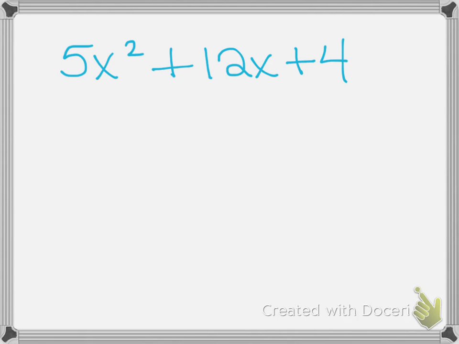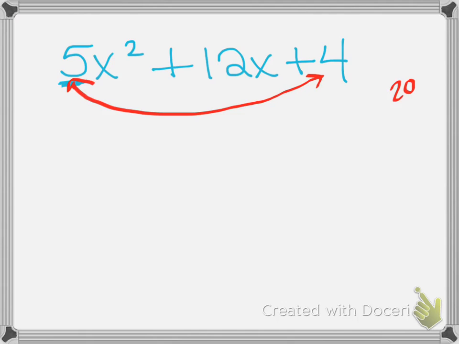So in our first example, you'll see that we have the number 5 that comes before x squared. And so because of that, we're going to do this a different way from normal. We're going to do this how you call bottoms up. So the first step is always to multiply the first number and your last number. So that would be 20. So I'm going to write down 20.